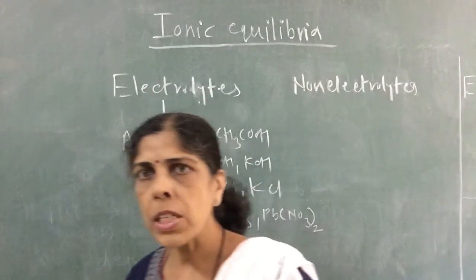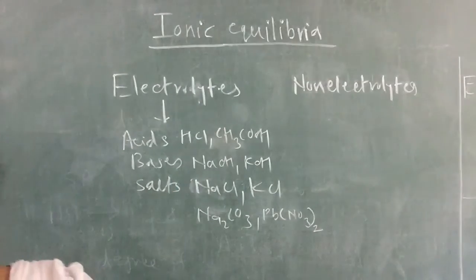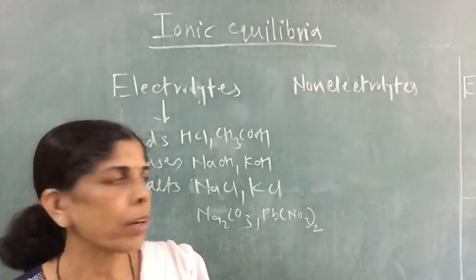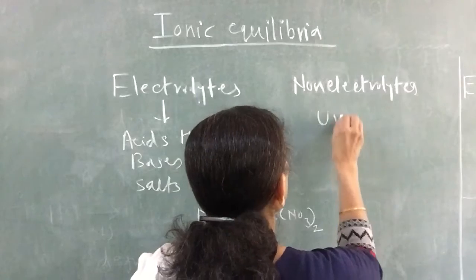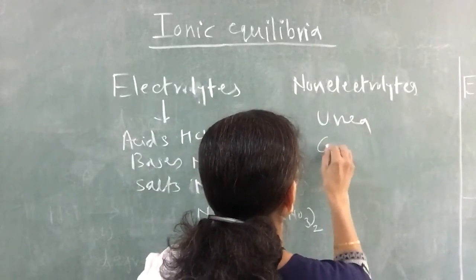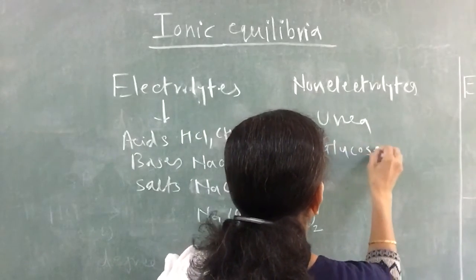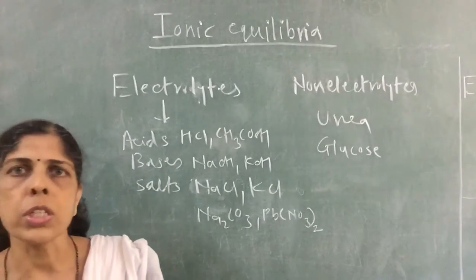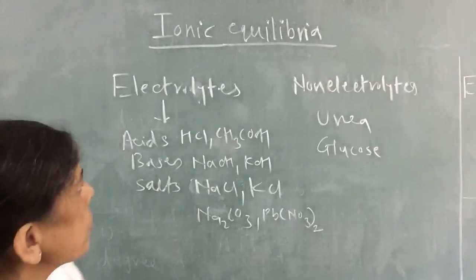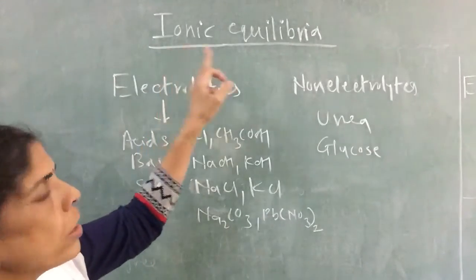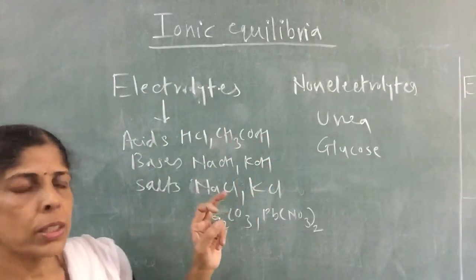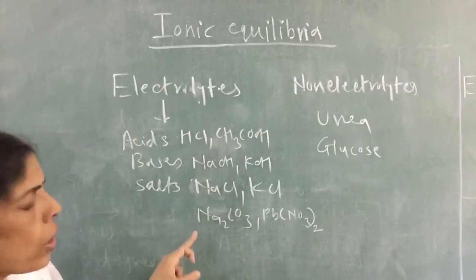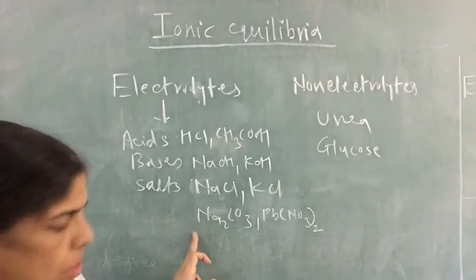Non-electrolytes are the substances which do not produce ions in aqueous solution; they remain in molecular form. For example, substances like urea or glucose, when dissolved in water, remain in molecular form. They do not undergo dissociation. Our chapter, ionic equilibrium, is related to ions, so we are going to proceed with electrolytes because they form ions.